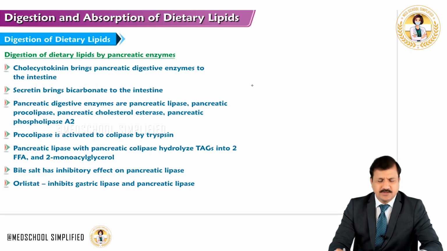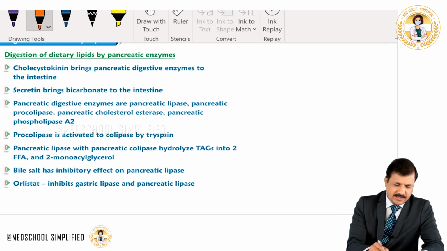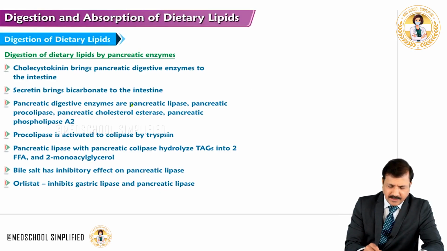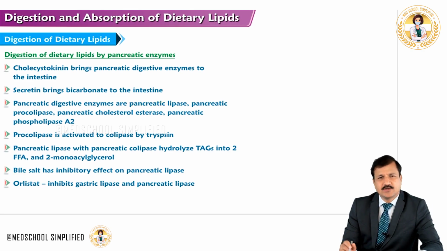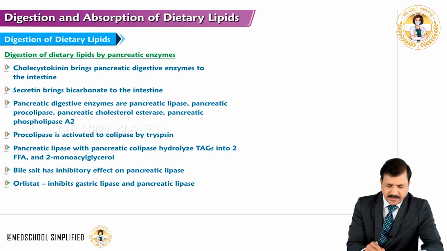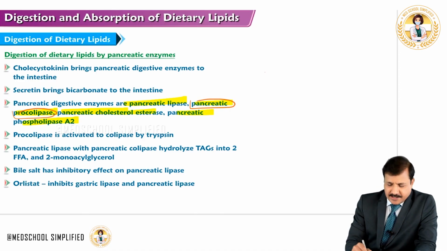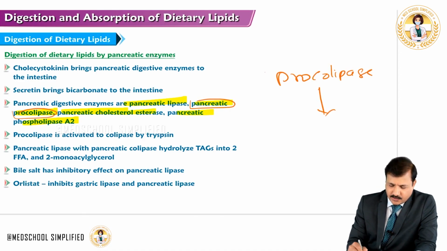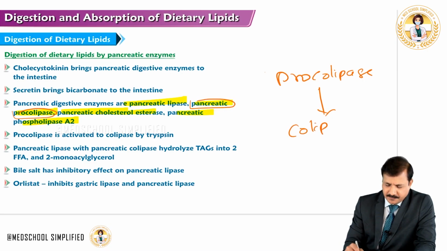Now the pancreatic digestive enzymes that come from the pancreas for the lipid digestion process are pancreatic lipase, pancreatic procolipase, pancreatic cholesterol esterase, and pancreatic phospholipase A2. Now procolipase has to be converted into colipase. So procolipase is an inactive form of an enzyme, and that particular activation process will be done by the enzyme trypsin.